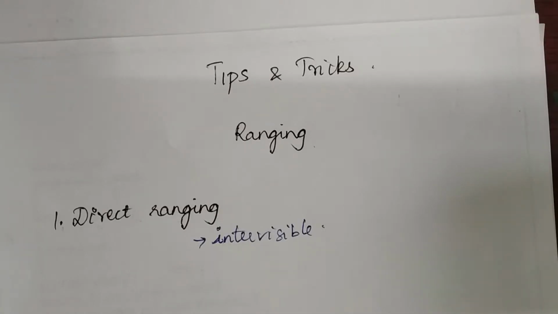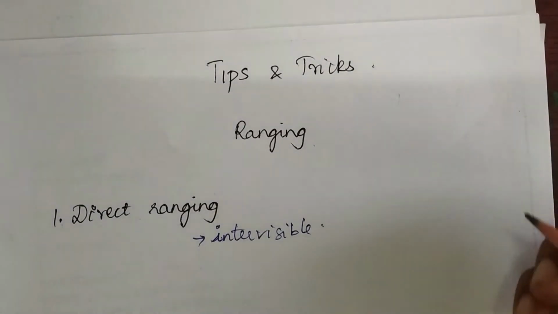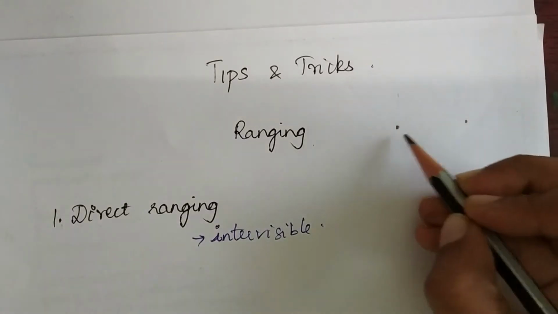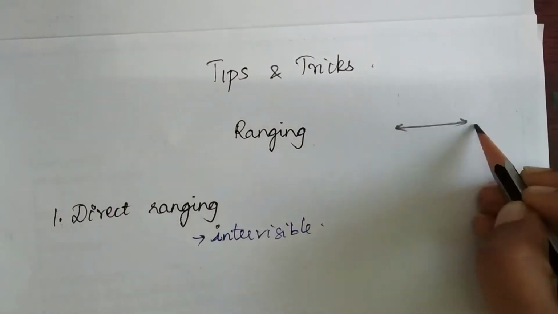Today we are going to see what is meant by ranging. In the previous video we have seen what is chaining. So chaining is where we find the linear distance between two objects.